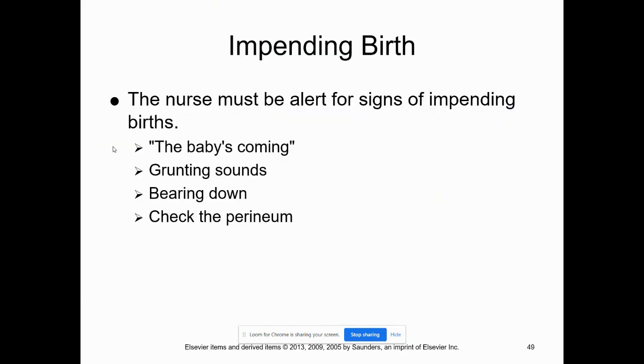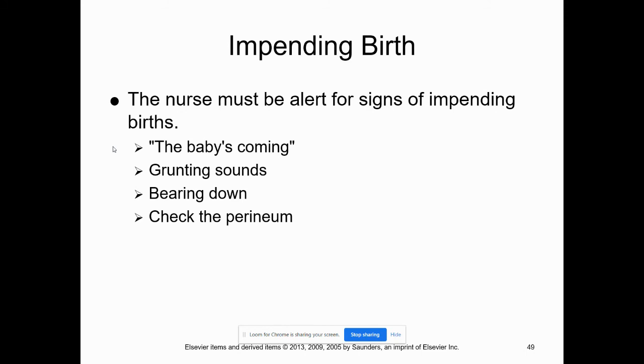So nurses always have to be alert for signs of an impending birth. Always believe your patient. If the patient says the baby's coming, believe it. If the patient is grunting or you can see she's bearing down, check the perineum. Be prepared to catch the baby. In OB, we like to say that pizzas are delivered, babies are caught. So be prepared to catch the baby.